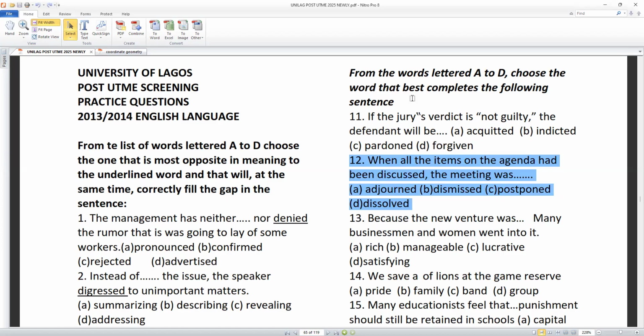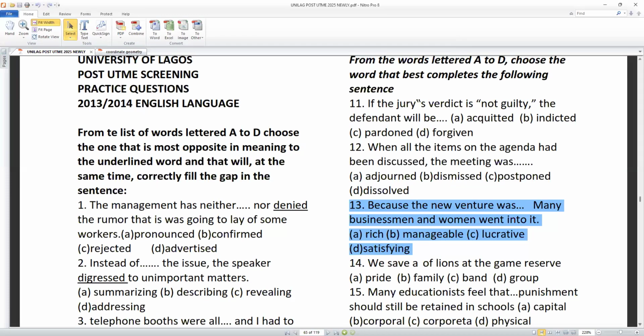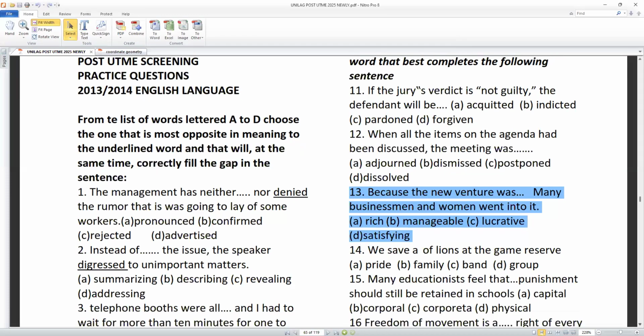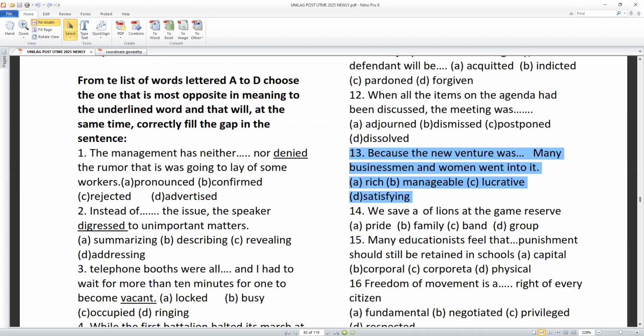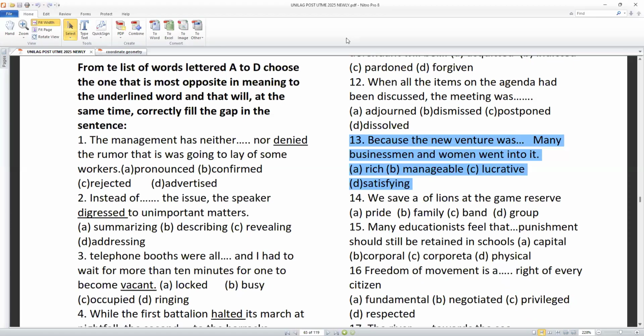Now 13. Because the new venture was dash, many businessmen and women went into it. Of course, you should give me a correct answer. What will be the answer? Hello? I need a correct answer to this. This is very simple. Lucrative. Yes, lucrative. So then 14.